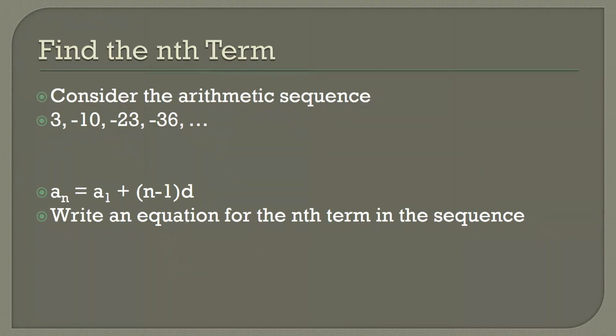Okay, so we're going to take this arithmetic sequences to another step, where now we're going to be asked to find the nth term of a sequence. And so we have this situation here where it says consider the arithmetic sequence, and we have an arithmetic sequence here of 3, -10, -23, and -36, and it goes on out to infinity, I suppose. This sequence does. We're told it's an arithmetic sequence.